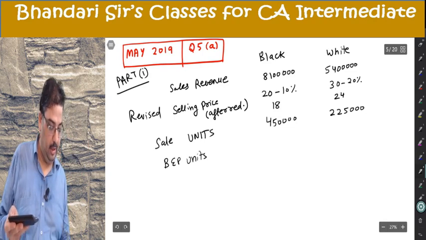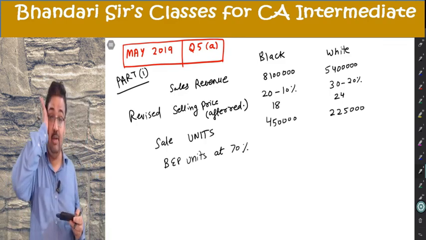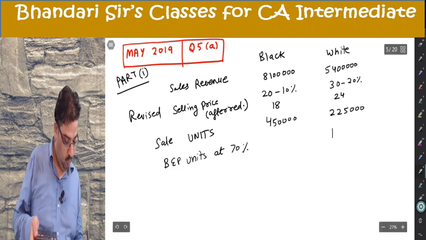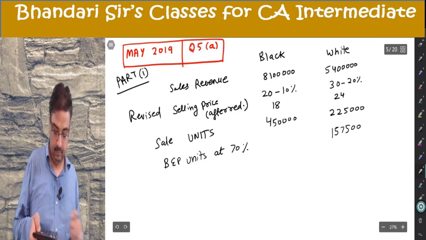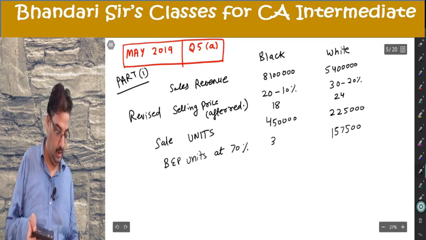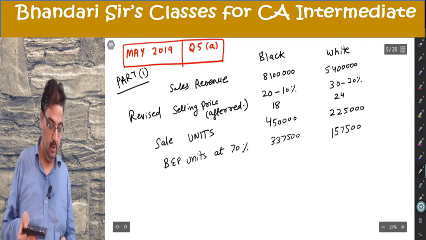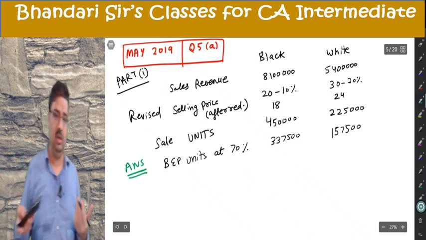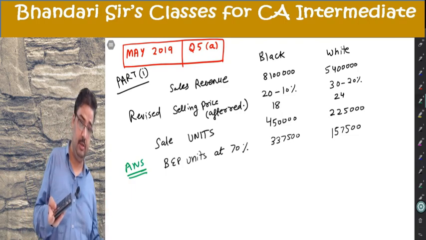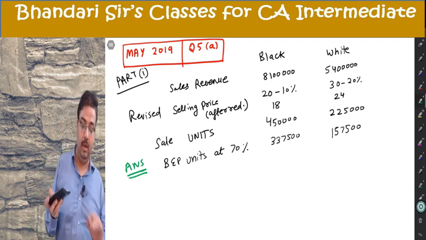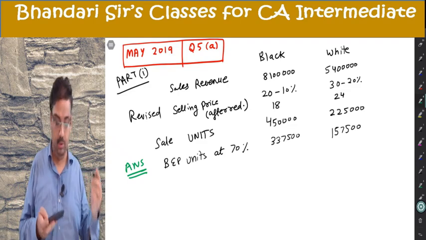Break-even point units at 70%. From actual sales, 70% is break-even. So I will compute 70%. Simple. 157,500 and 4,50,000 into 75%, 3,37,500. That is the answer of this part. Question is wanting units only, so I don't need to compute break-even point in rupees, although I can compute that also for my next working, that I will do later on. But at the moment, this much is the answer. He is wanting break-even point in units.